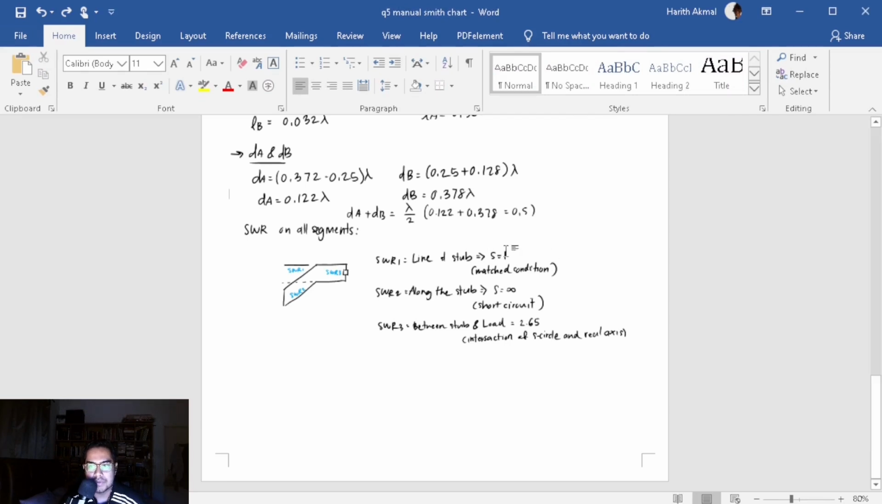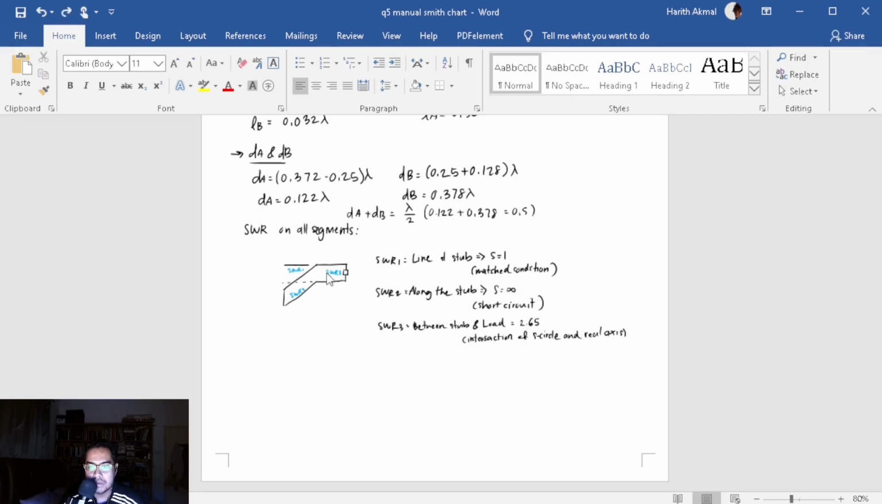The whole purpose of inserting the stub in the first place was to match the impedance, by looking into the load to that of the line. So next is SWR2. SWR2 is the long stub, and this is going to be infinite because it's short circuited. By short circuit, you will have full reflection, meaning SWR is infinite. Now SWR3 is going to be between the stub and the load.